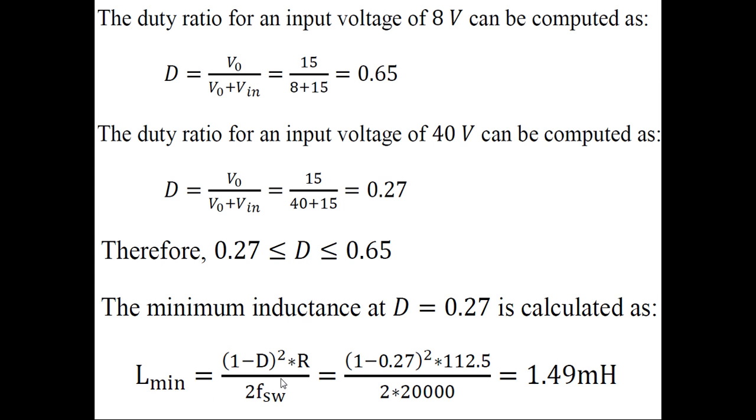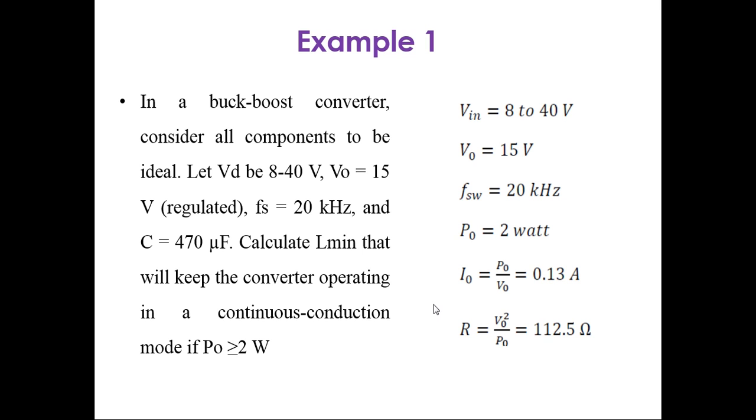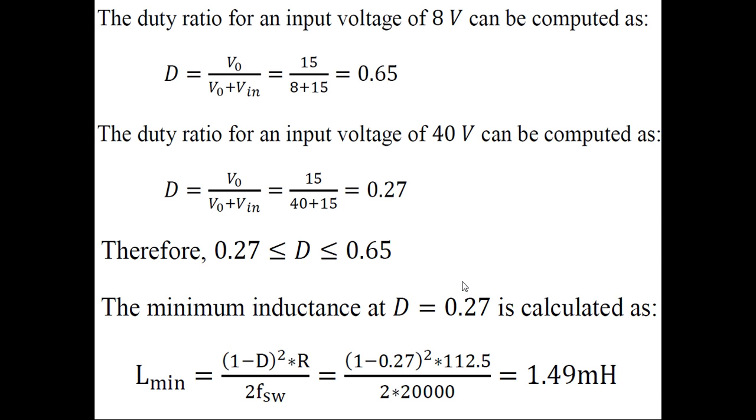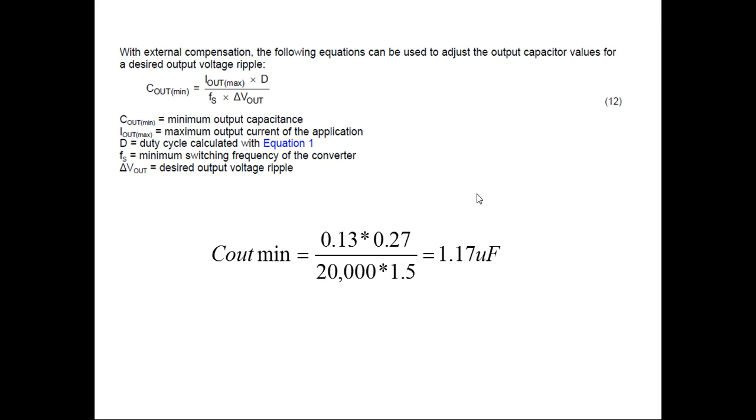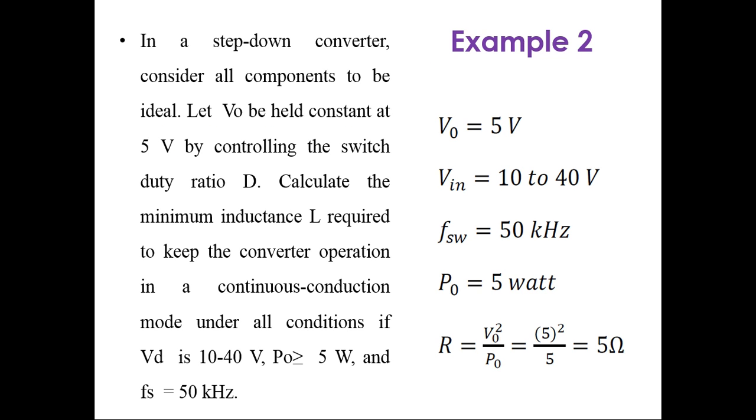The equation of the inductor is (1 minus D) squared into R divided by 2 into Fsw. We can calculate, for example, for this 0.25, and from the equation of power we have also calculated the resistance, so it is 1.49 millihenry. This is our minimum value, and from this equation you can also find C out minimum, which is 1.17 microfarad. However, such a capacitor might not be available in the market, so you may take the nearest available value of the capacitor.